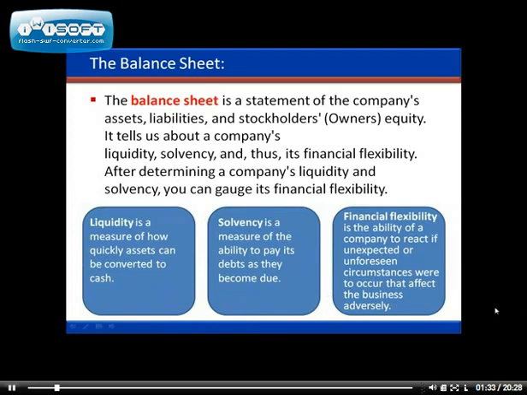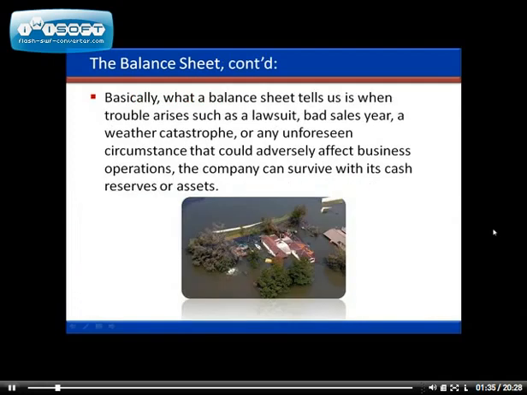the business adversely. So in a nutshell, once you evaluate a balance sheet, it basically can tell you whether a company can survive with its cash reserves or its assets. If a weather catastrophe was to take place, they have a nasty legal lawsuit, or they have an extremely bad sales year, the company can survive with the assets that they have.